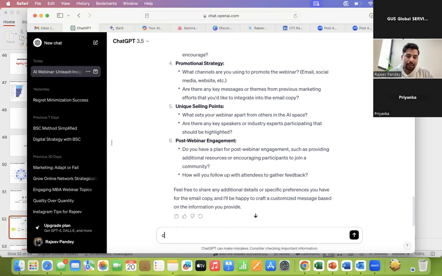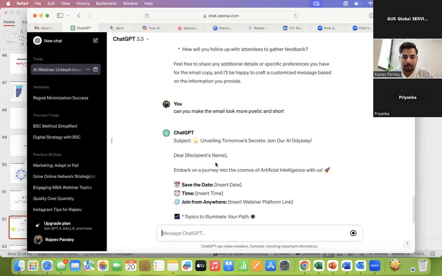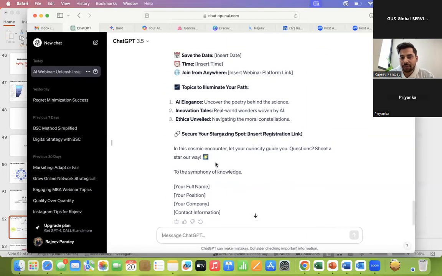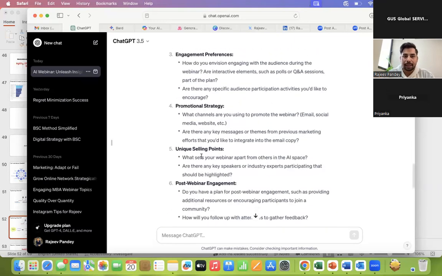Let's say, can you make the email more poetic and short? Now it just changed the copy of the email, right? And if you see the core message: in this cosmic encounter, let your curiosity guide you. Questions, shoot a star our way, right? You've never seen an email like this, and this content never existed. This content we're seeing for the first time, created by AI.